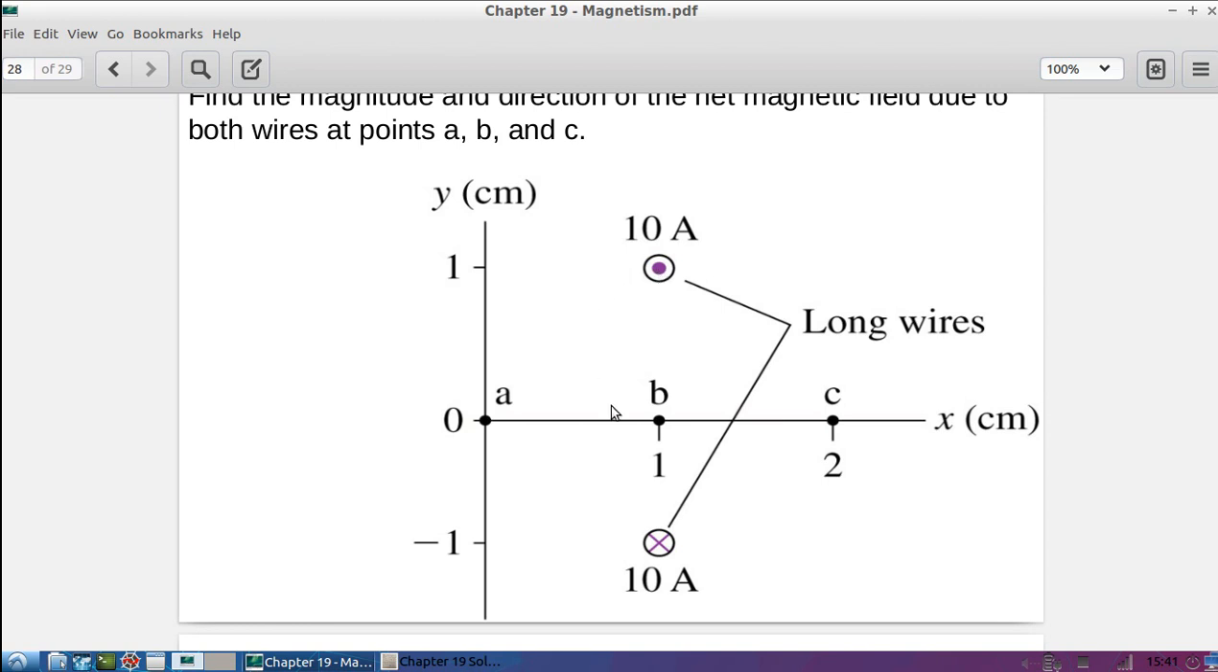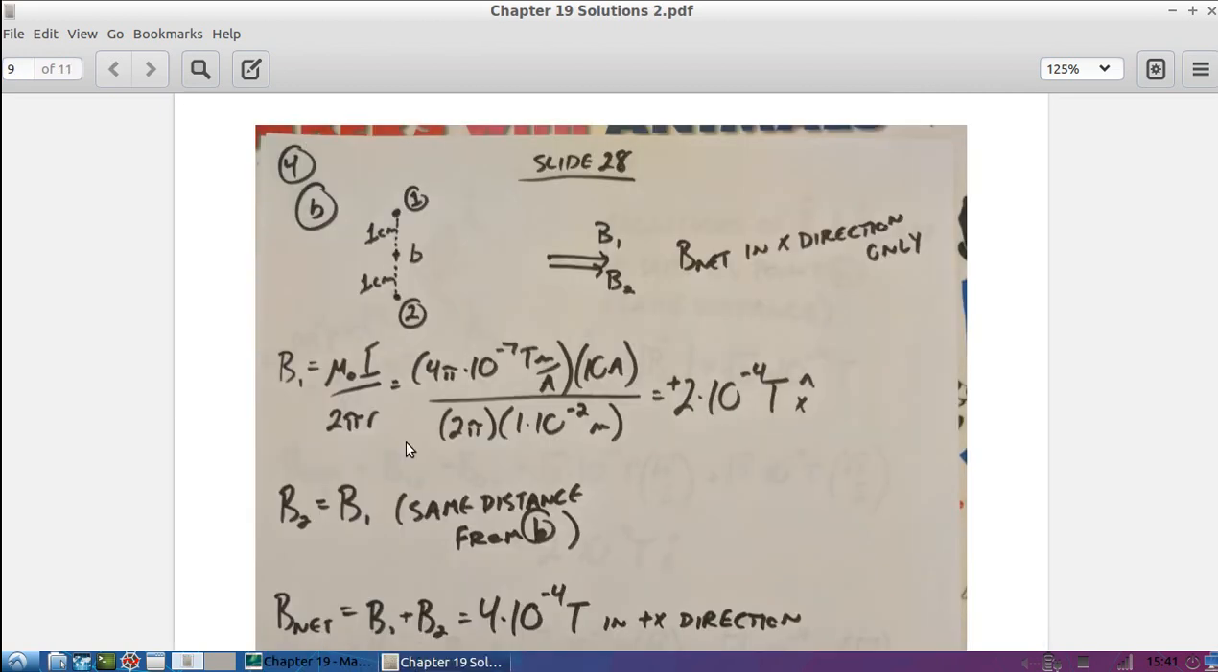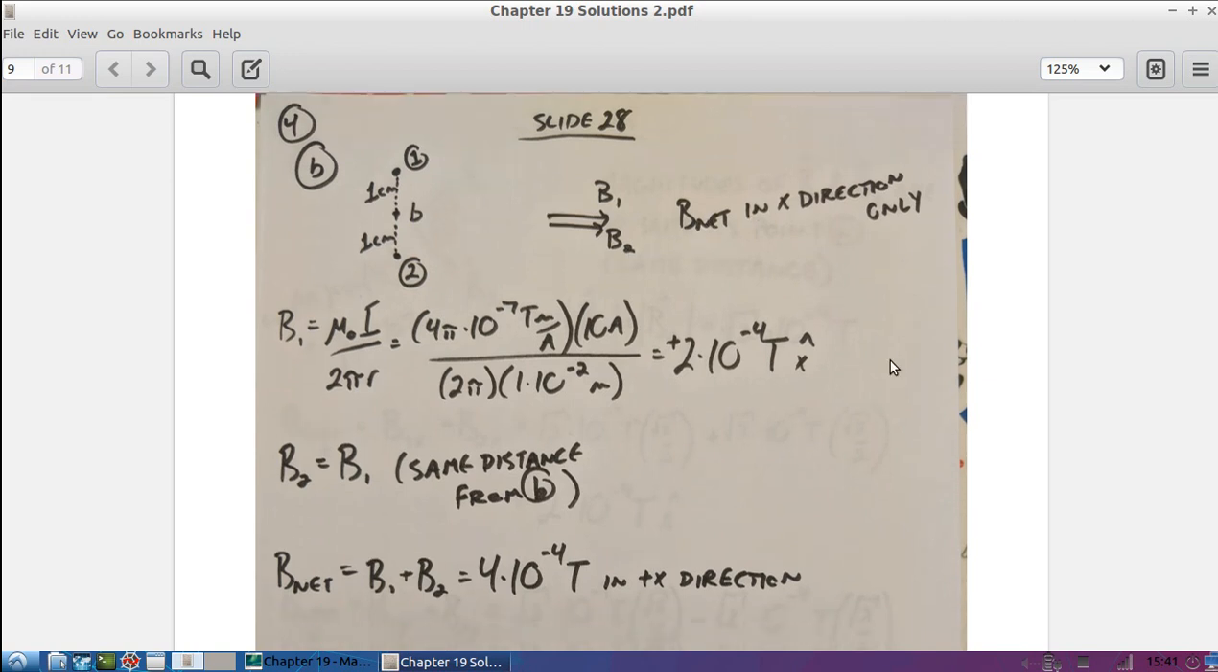Awesome. So all I got to do is calculate the magnetic field due to this wire and this wire. They're both acting in the positive x direction, so I don't have to resolve vectors. All I have to do is add them. So B1 and B2 are both in the x direction, so all I got to do is find their magnitudes, add them together, and that's the net magnetic field. So the difference here is that I'm using that different R value. So it's not root 2 centimeters from point B, it's just 1 centimeter from point B.